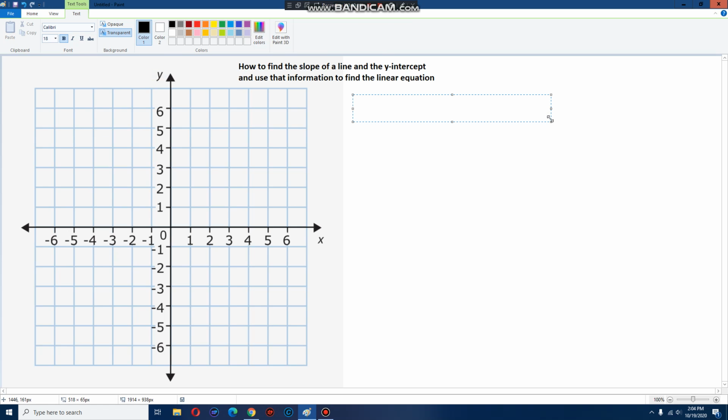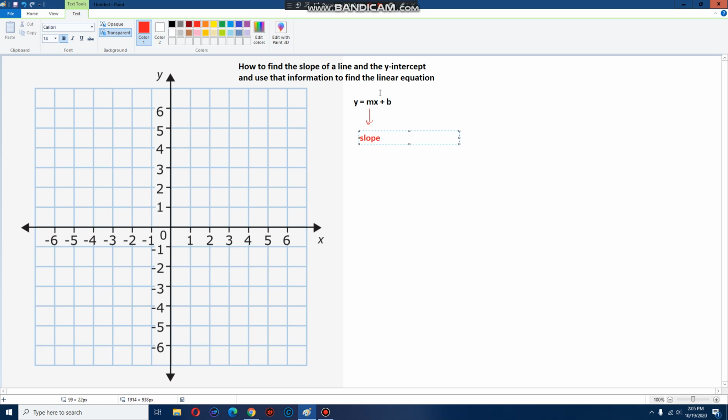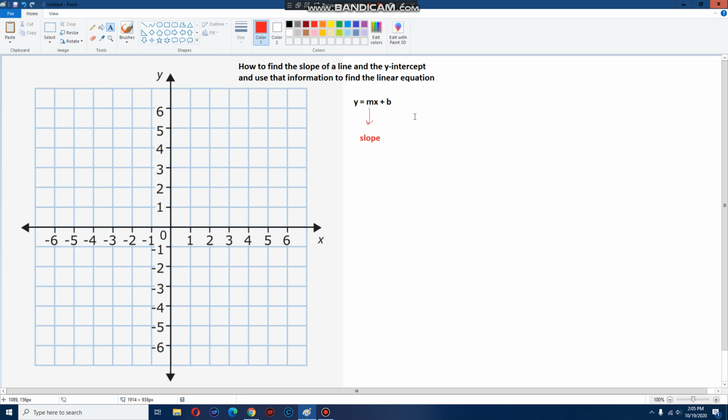All linear equations have a standard formula, and that is y equals mx plus b. And what this means, ladies and gentlemen, is that the m represents something called the slope, or slope of a line. The slope of a line simply means how steep a line is, whether it is a very sharp angle, a flatter angle, or even a regular angle like that. That's what a slope basically means.